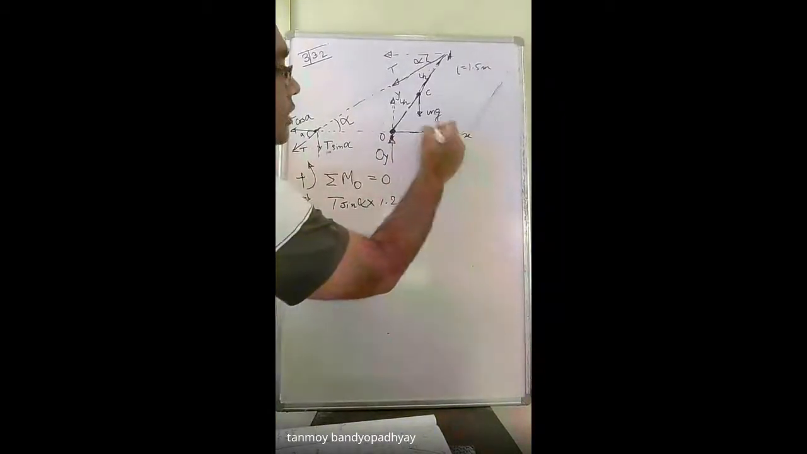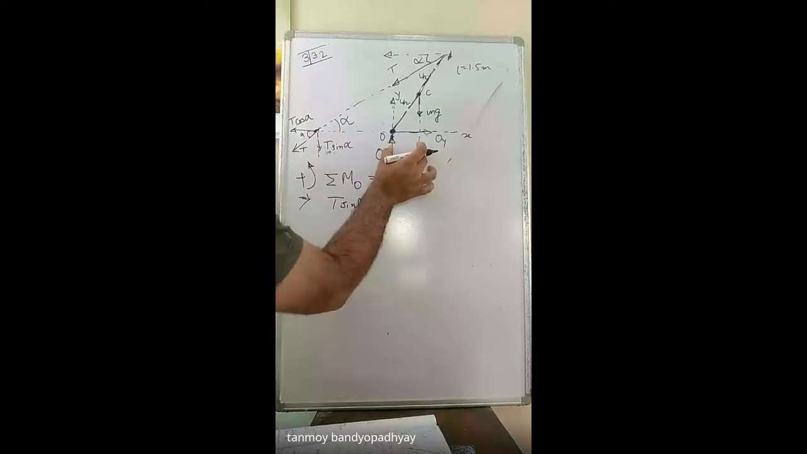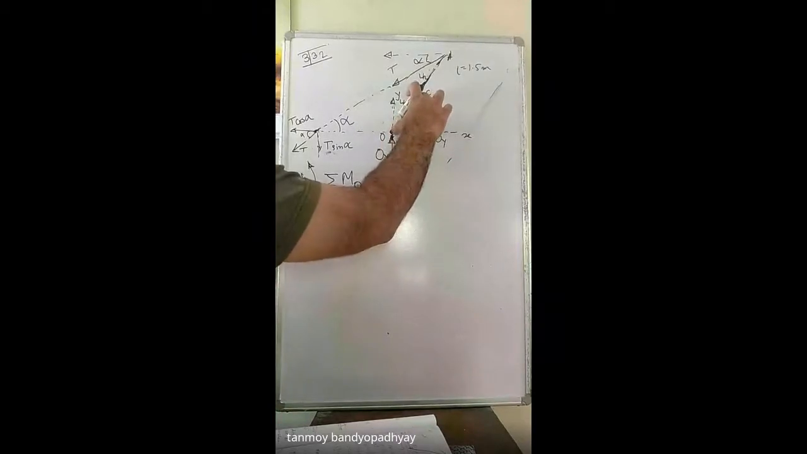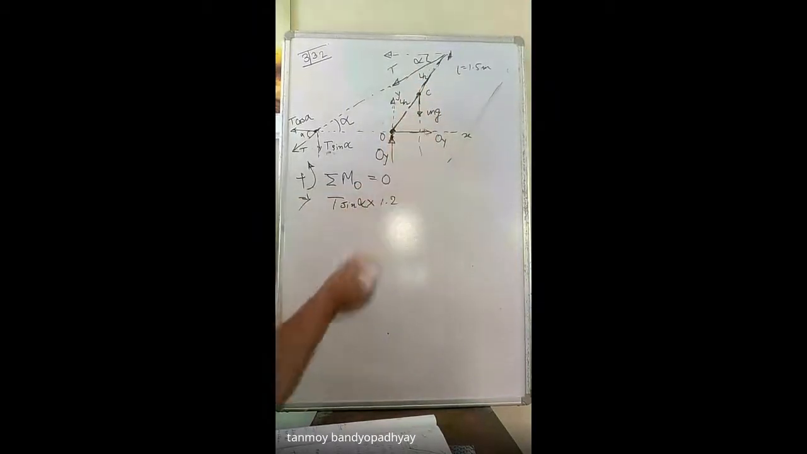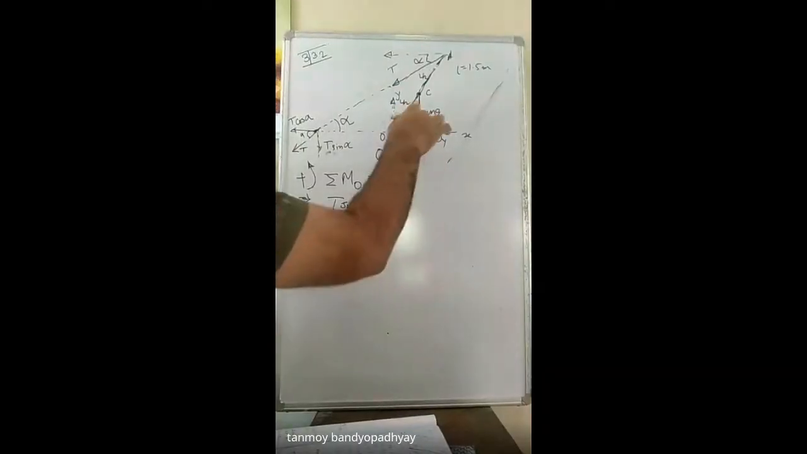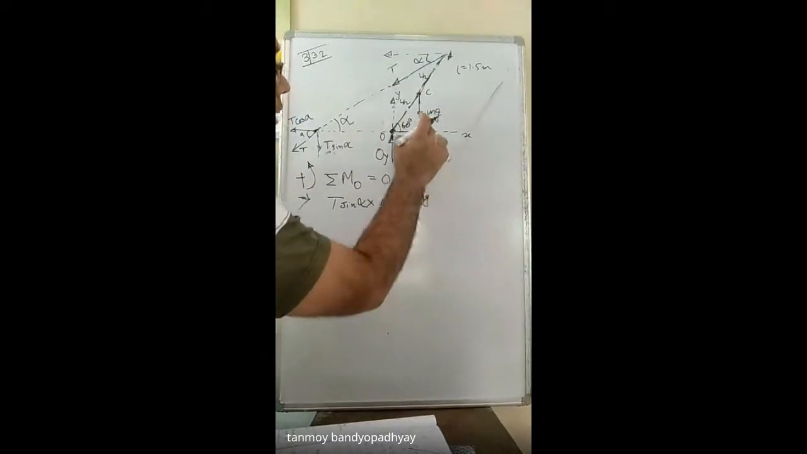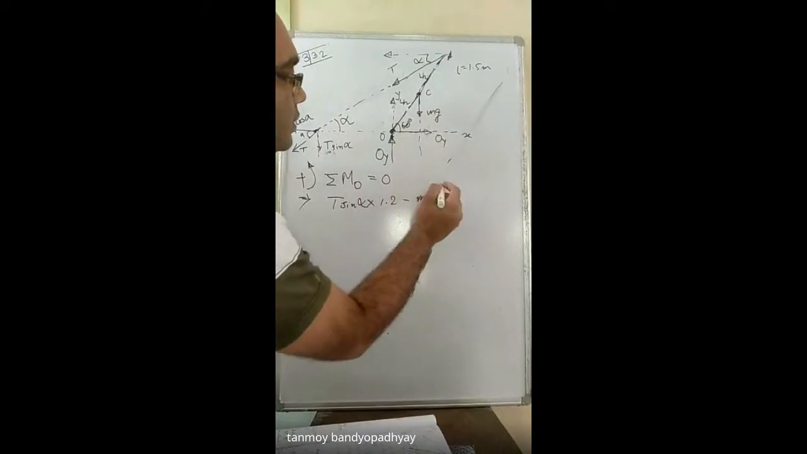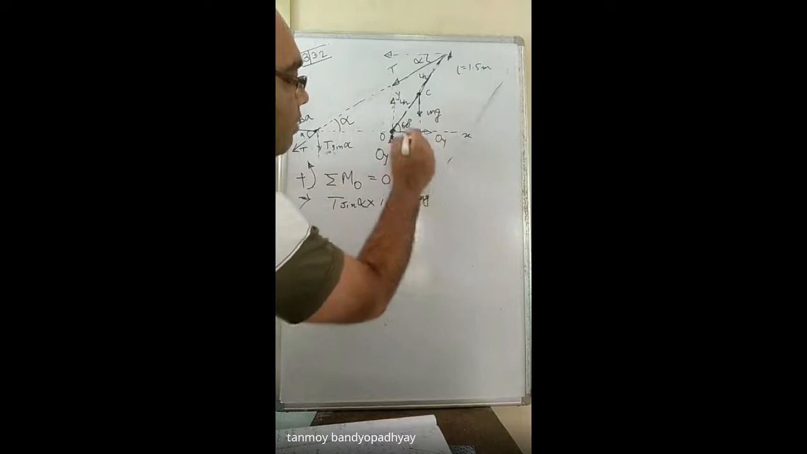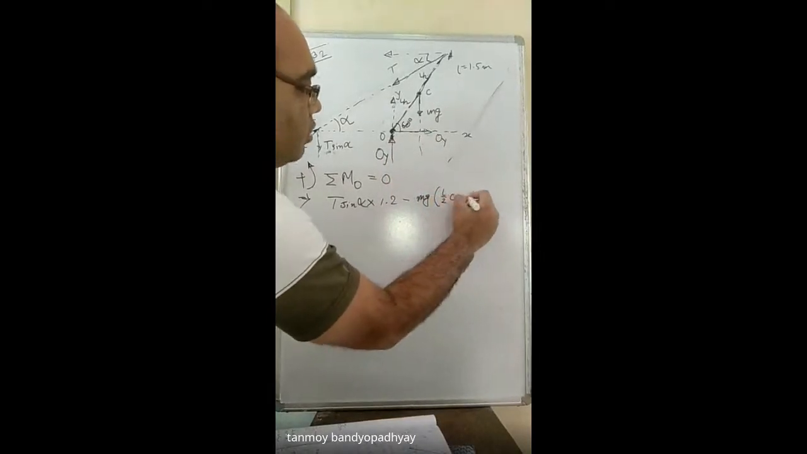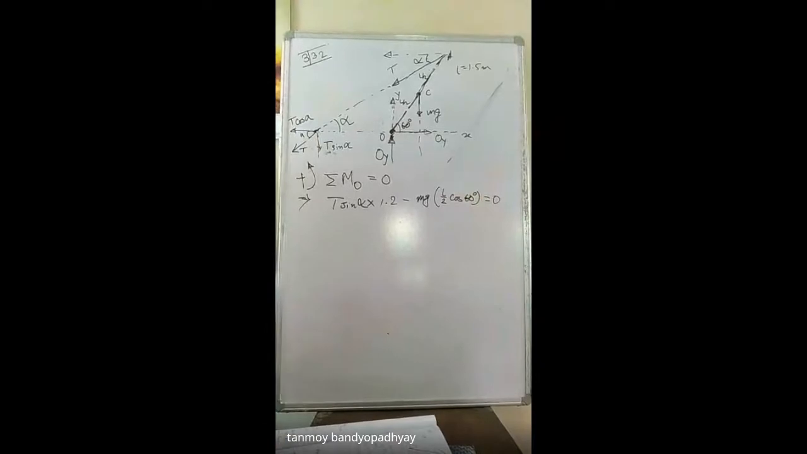So what will be the moment contribution due to this mass? If I extend this line of force, this is the lever arm for the force mg. This distance is L by 2, and this angle is 60 degrees, as given. Since it is causing a clockwise moment, it is minus mg, the weight, into L by 2 cos 60 degrees, and that is equal to 0.